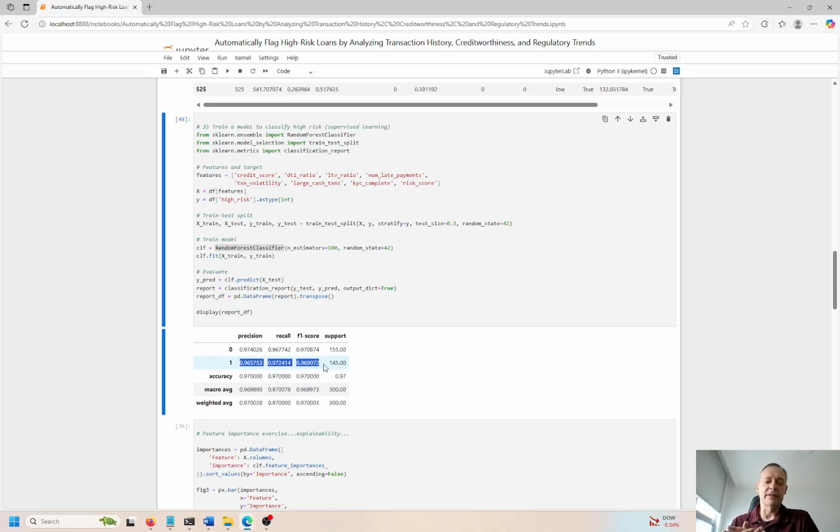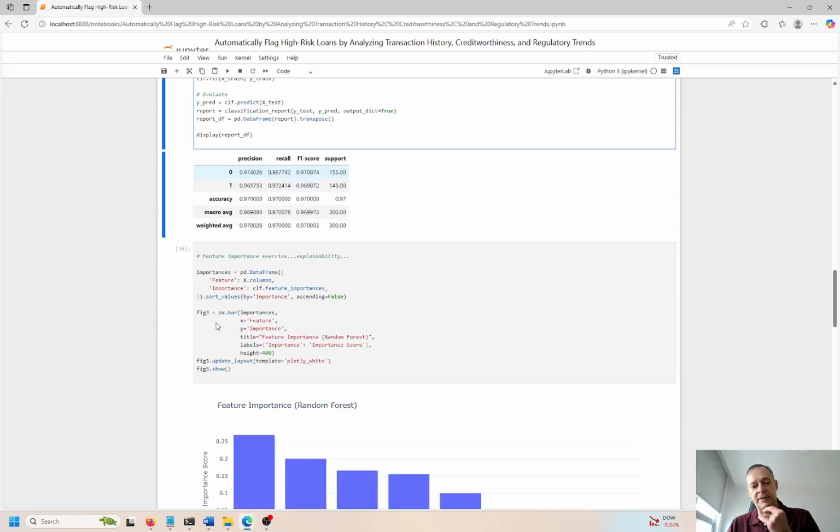And you can undersample from the larger population, oversample from the smaller population. There's ways to do that using SMOTE. I have a couple of videos on that. I'm not going to get into all that. It's kind of a different topic.